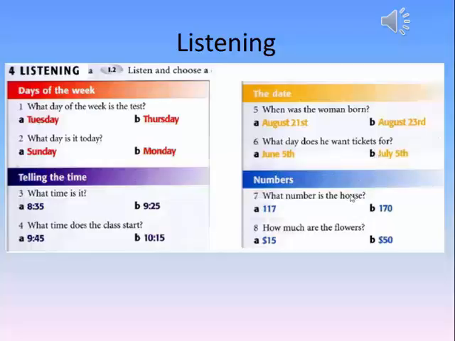What number is the house? Think of the difference between these two numbers, 117 or 170. And how much are the flowers? Try to remember how we pronounce this number, 15, and how we pronounce this number, 50. Let's listen to the audio. Listening 1.2.